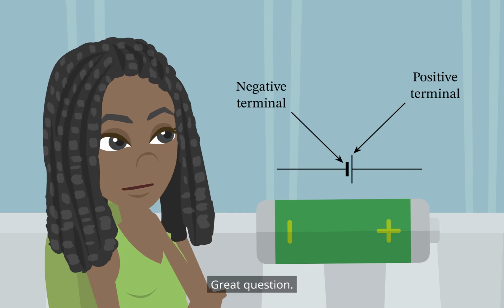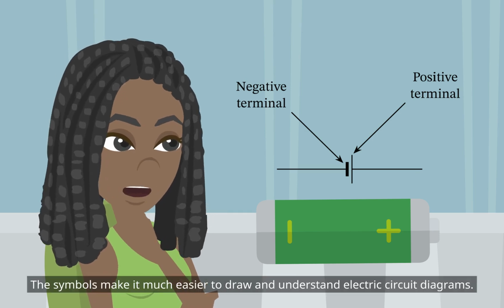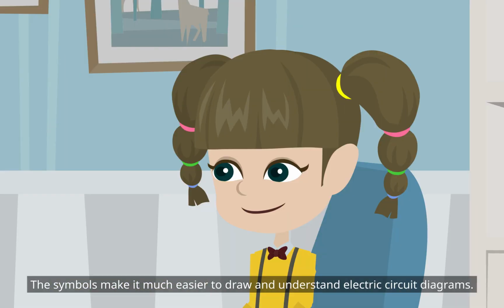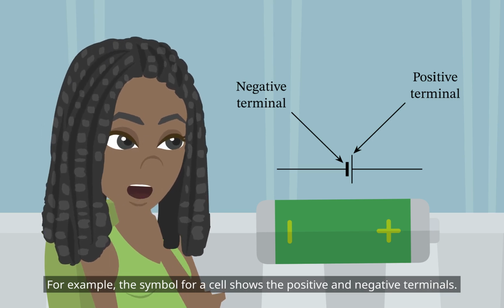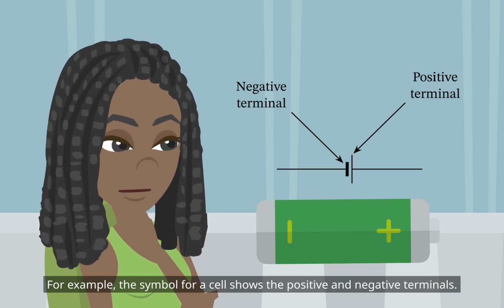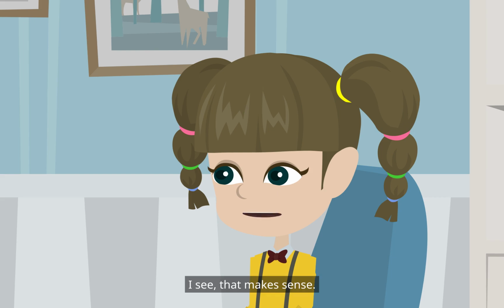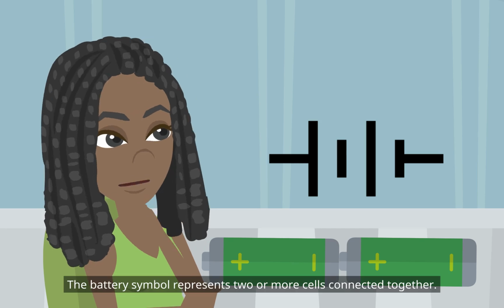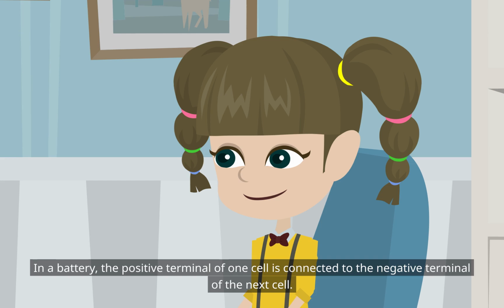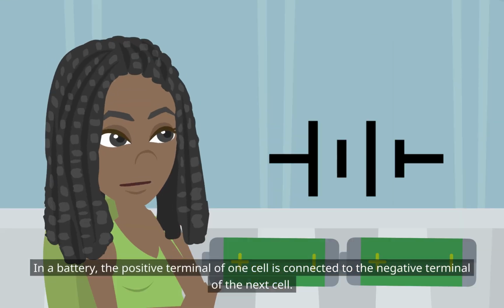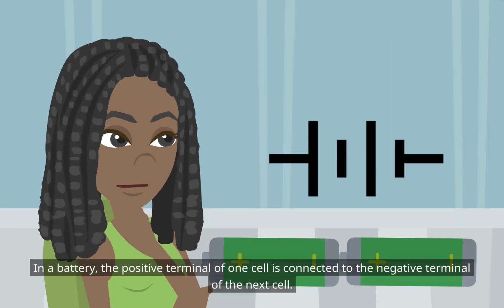Great question. The symbols make it much easier to draw and understand electric circuit diagrams. For example, the symbol for a cell shows the positive and negative terminals. I see, that makes sense. And what about the symbol for a battery? The battery symbol represents two or more cells connected together. In a battery, the positive terminal of one cell is connected to the negative terminal of the next cell.